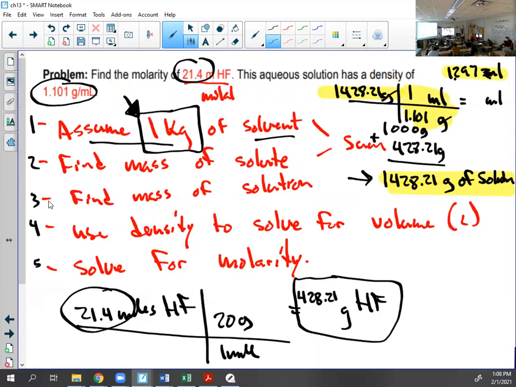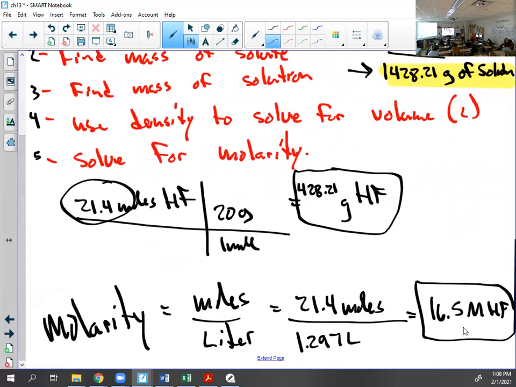All right, how fun was that? 16.5 molar solution.